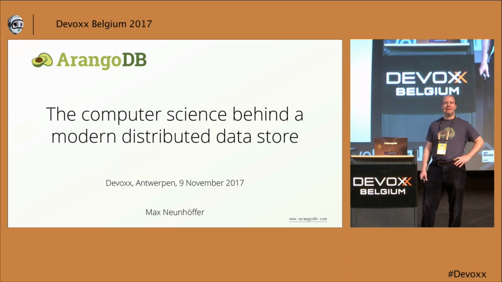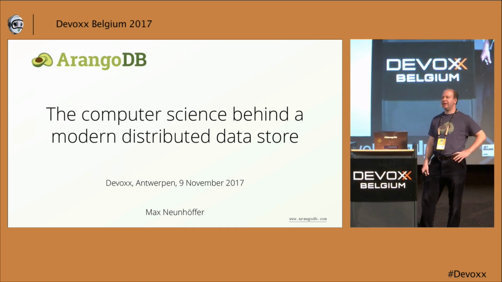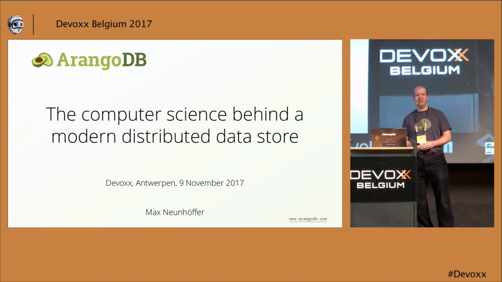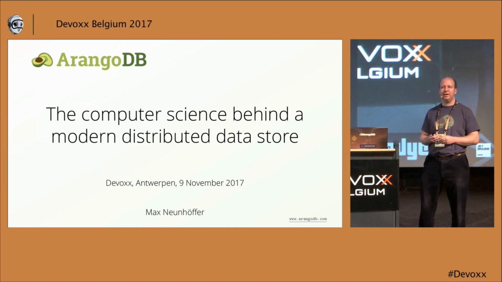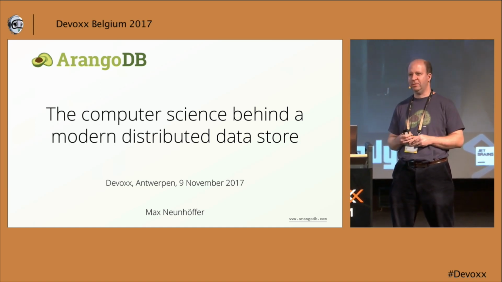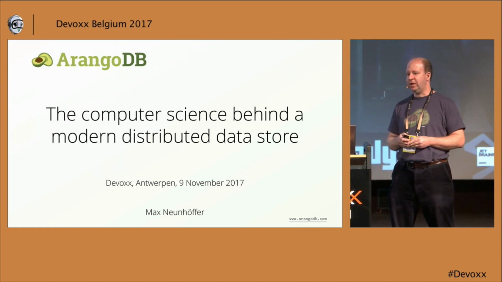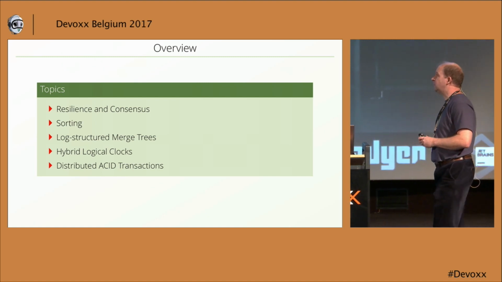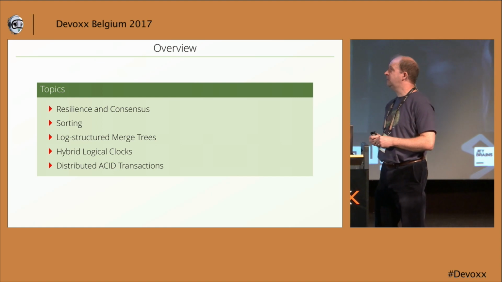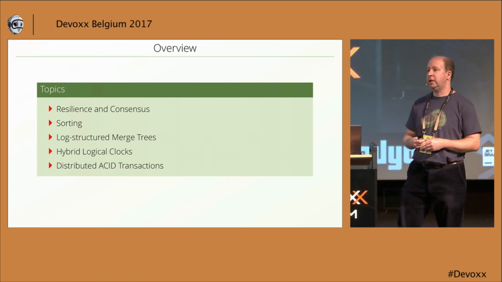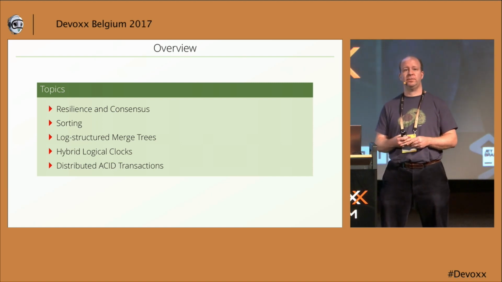This talk is about, as the title says, the computer science behind a modern distributed data store. Obviously, that is a vast topic, and I cannot even hope to cover anything much of the whole topic. So therefore, I have just chosen a few topics, and these are these. So that's resilience and consensus, sorting, log-structured merge trees, hybrid logical clocks, and distributed ACID transactions.